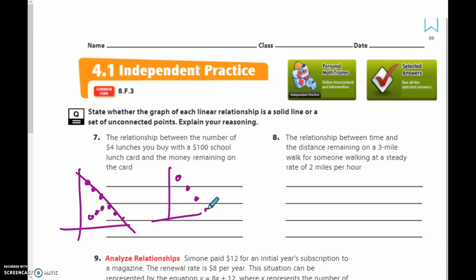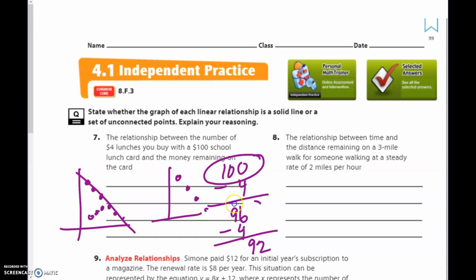Well, let's think about this. If you have $100, and you buy one lunch, it's going to cost you $4. You have $96 left. Is your card ever going to say $99 on your card? $98 on your card? $95 on your card? Because when we subtract 4 more, it's going to go down to 92. So your card's going to go from $100 left to $96 left to $92 left. So this would be unconnected points. So number seven would be unconnected points.